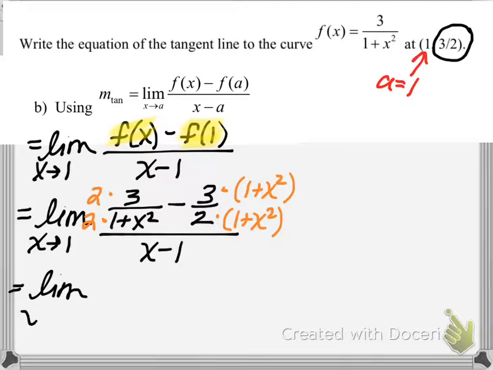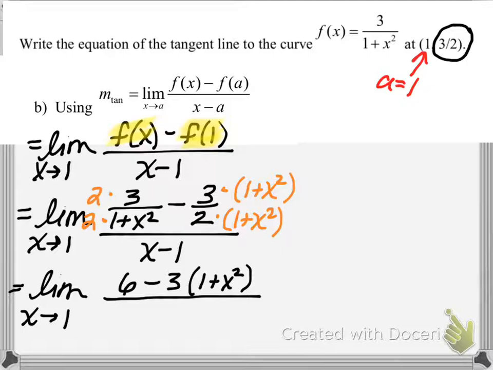So we'll have the limit as x approaches 1 of 2 times 3 is 6, minus 3 times the quantity 1 plus x squared. This will all be over our common denominator, which was 2 times the quantity 1 plus x squared. And then this is all divided by x minus 1.